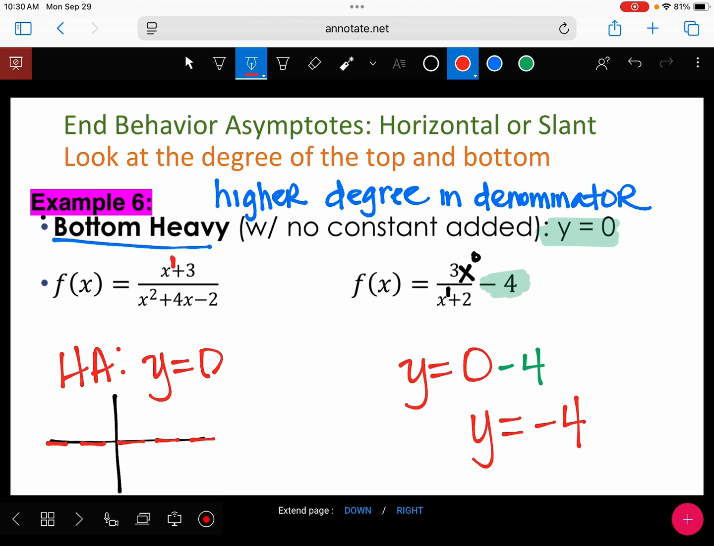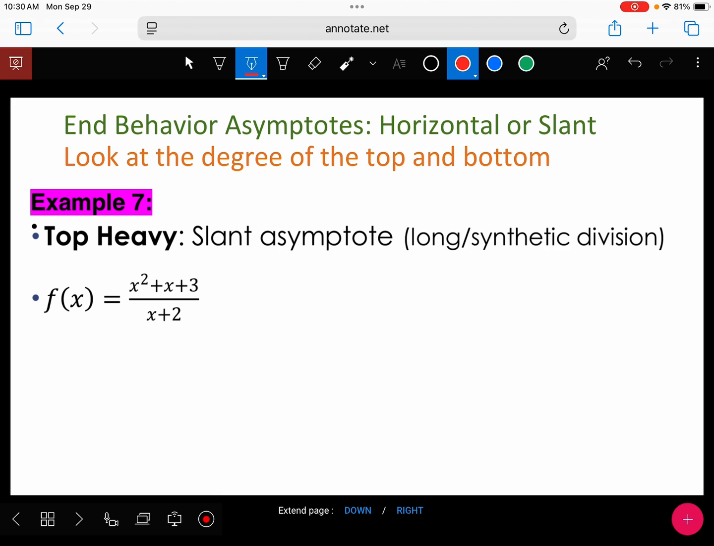And then our last example for today is, what if it's top heavy? Well, when it's top heavy, again, that means you have a higher degree in the top. So the higher degree is in the numerator. We have to do synthetic division.